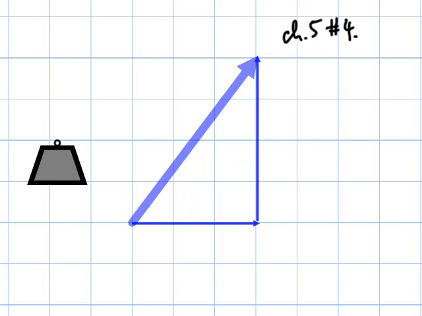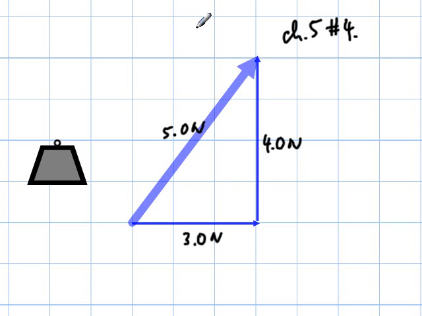We actually had that earlier. So 3.0 newtons, 4.0 newtons, and the result comes out to 5.0 newtons because we did that earlier. 3 squared plus 4 squared is 25. Take the square root, that's 5.